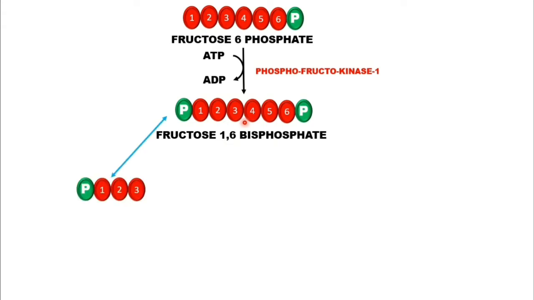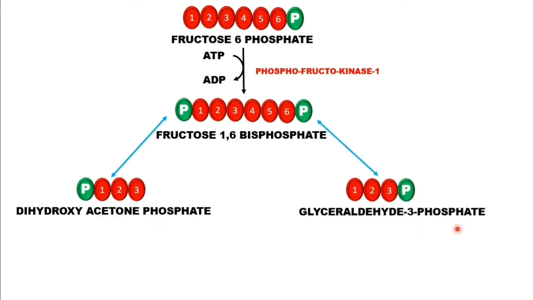They are dihydroxyacetone phosphate and glyceraldehyde 3-phosphate. This reaction is catalyzed by an enzyme called aldolase. Okay, then only glyceraldehyde 3-phosphate will continue the rest of the glycolysis.